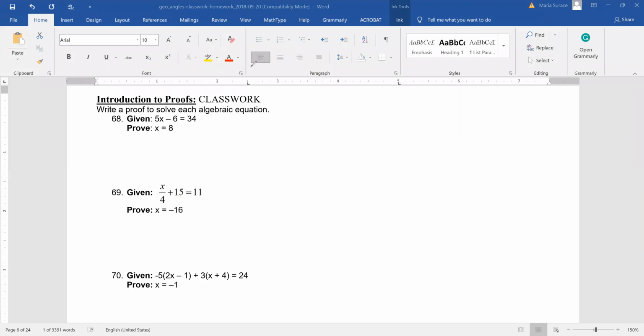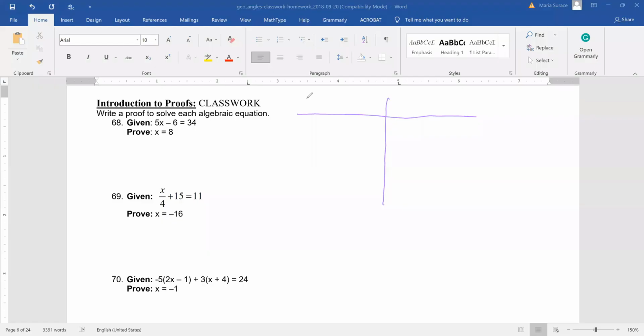To start any proof, you need to set up two columns. So that's what I'm going to do first. The first column is where you put all of your statements. These are anything you want to state is true or the next step of the problem to get to your conclusion. The right side is your reasons. Reasons are exactly that, just the reasons that you have to be able to do the step that you did.